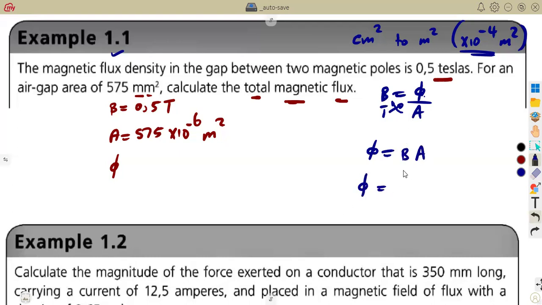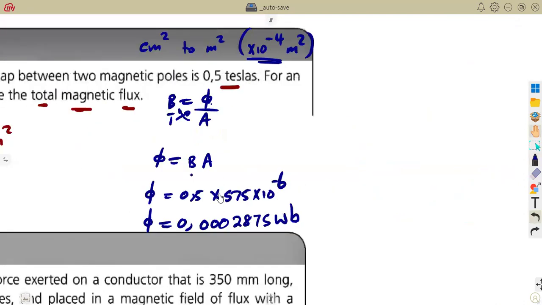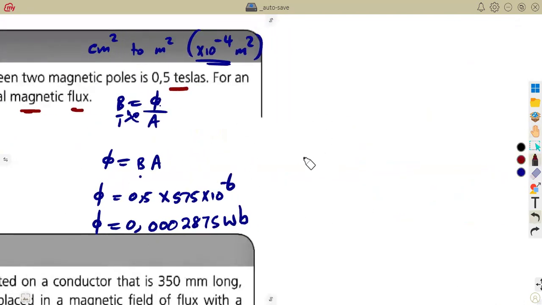So by multiplying the magnetic flux density, which we are given as 0.5, times the area in square meters, which is 575 times 10 to the exponent of -6, you are going to obtain the magnetic flux. That was going to be 0.0002875 Webers. Remember, this is Wb for Webers, which is your magnetic flux. You can also write it as 2.875 times 10 to the exponent of -4 Webers, with the number of places that you moved the comma. Remember, you have a 0 digit, so it will be a negative exponent. You can choose to have it that way.